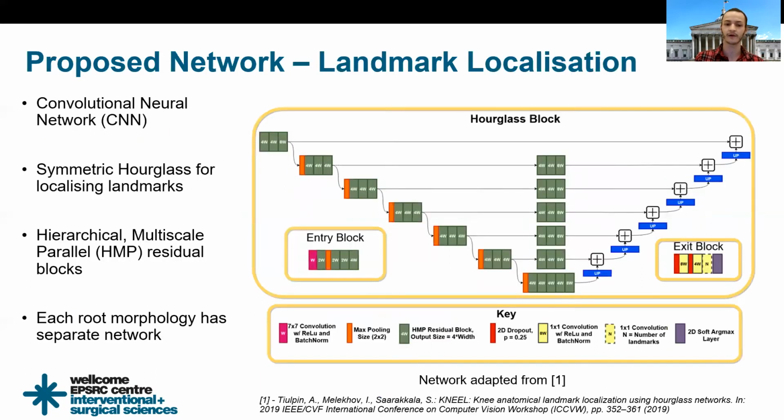Okay, this is the network we're using. It's a fully convolutional network. It's an hourglass network that's been adjusted from the cited paper. The cited paper used an asymmetric hourglass network, but we've adjusted it to be symmetric on each side, which conforms more closely to previous literature in body pose estimation, specifically for stacked hourglass and single hourglasses, which should be symmetric. We've used a hierarchical multi-scale parallel residual block, which eases computational constraints when compared to the bottleneck residual block. It's important that each root morphology, as we've discussed, has a different number of landmarks, and therefore it has its own separate network, which impacts on the results later.